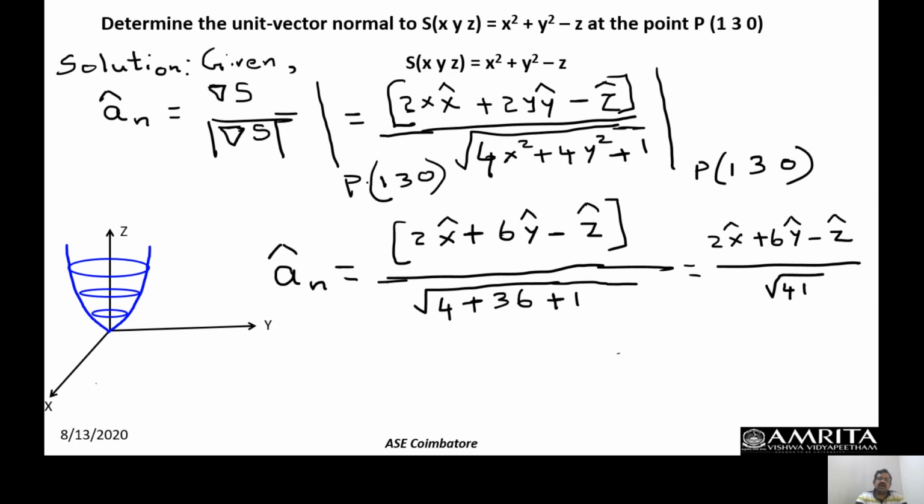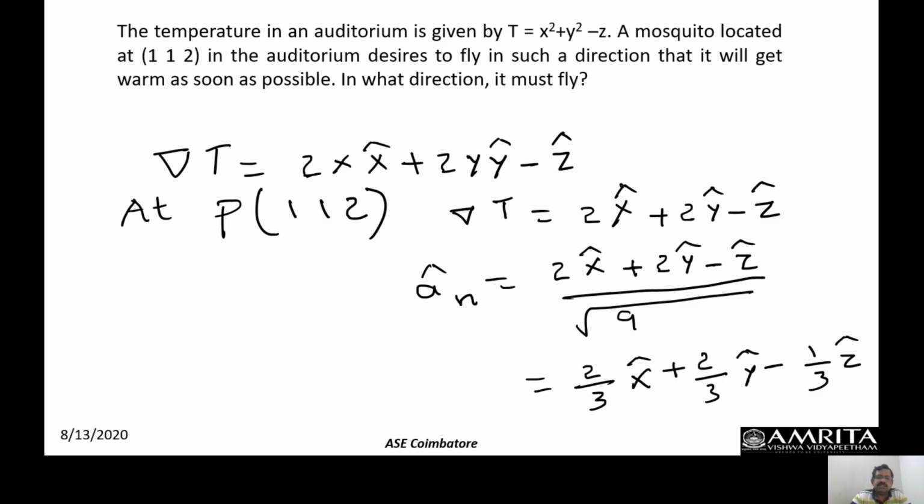Now let us go to another problem. This problem is very similar to the one which we just saw. The question is: the temperature in an auditorium is given by T equal to x square plus y square minus z. So the function remains the same. A mosquito located at (1,1,2) in an auditorium desires to fly in such a direction that it will get warm as soon as possible. In what direction must it fly?